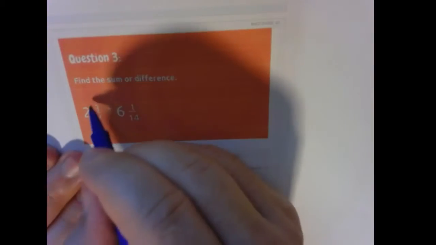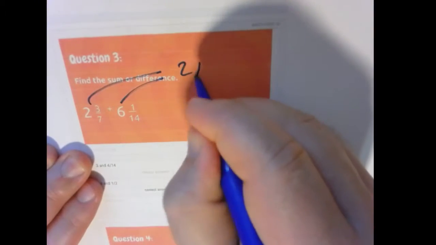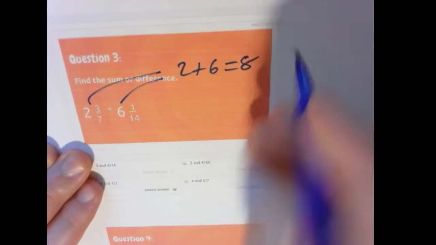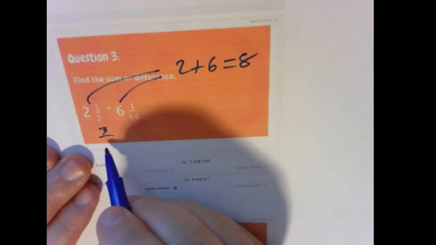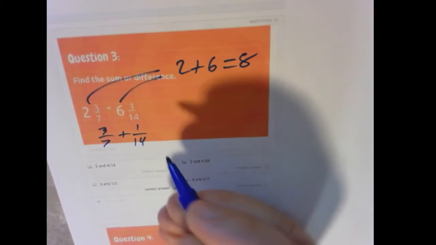Okay, next one. Find the sum or difference. Okay, 2 plus 6 is 8. Now we work on the fractions. 3/7 plus 1/14. Now the lowest common multiple of 7 and 14 is 14, right?